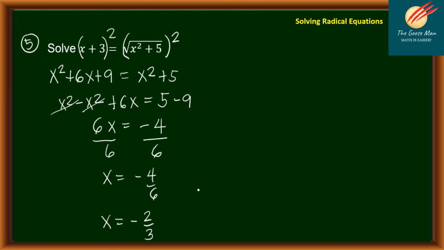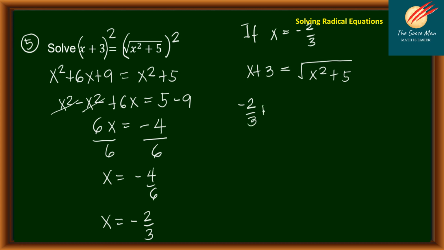Now that I found out the value of x is equal to negative 2/3, I'll substitute this into the original equation. So if x is equal to negative 2/3, will it make the equation true? Let's find out. We have here square root of x plus 3. Is it equal to square root of x squared plus 5 if x is equal to negative 2 over 3? So you have square root of negative 2 over 3 plus 3 is equal to square root of negative 2/3 squared plus 5.